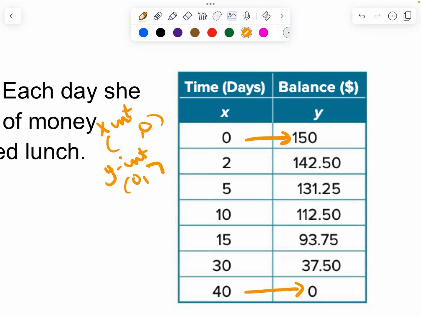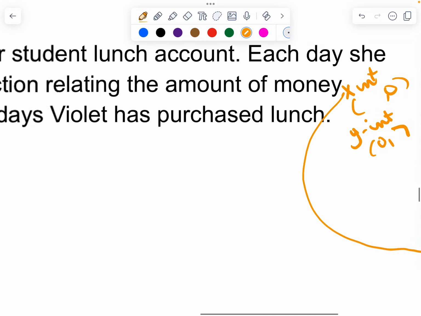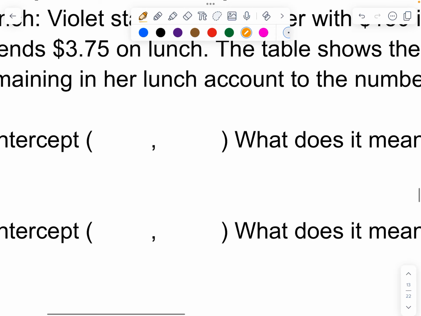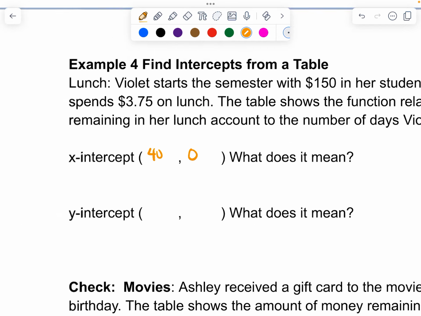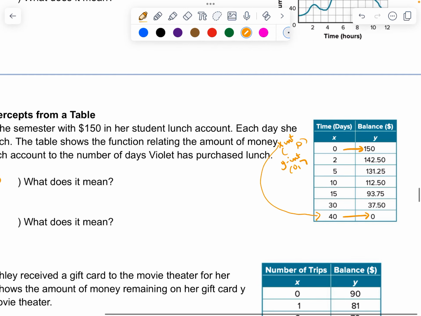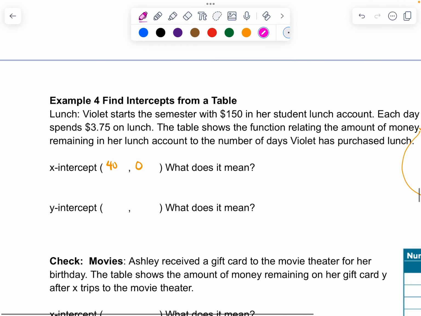So if I look at this, that means that the x-intercept is this one down here. So 40, 0. The y-intercept, I'll change colors for it. The y-intercept is right here, so 150.